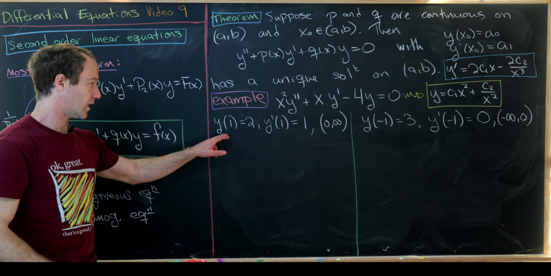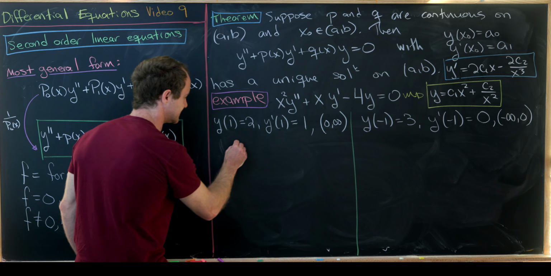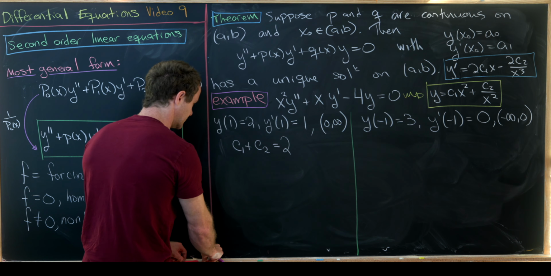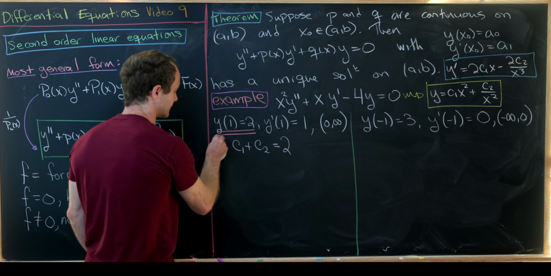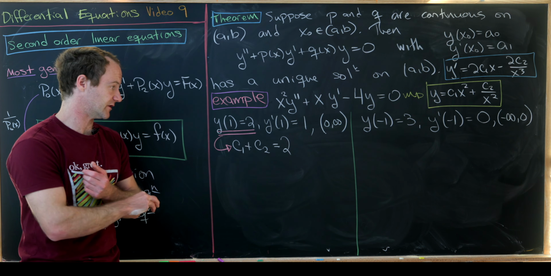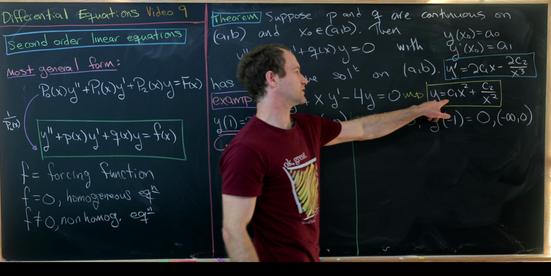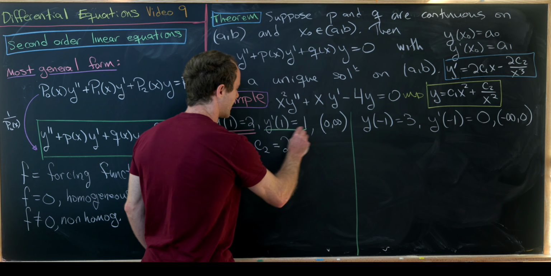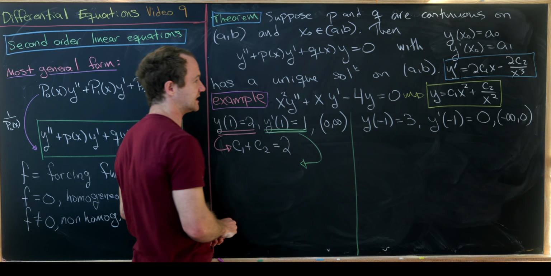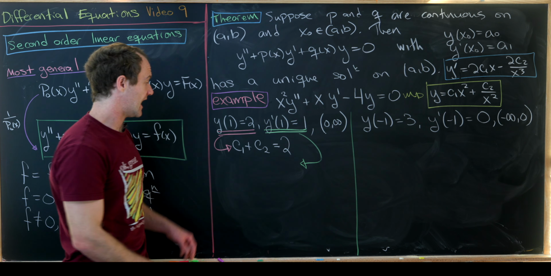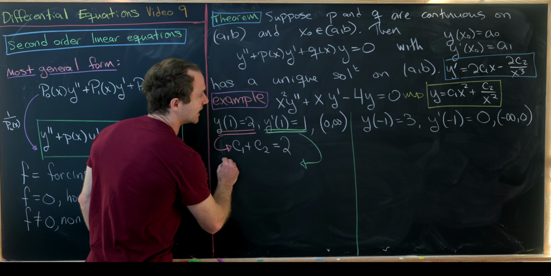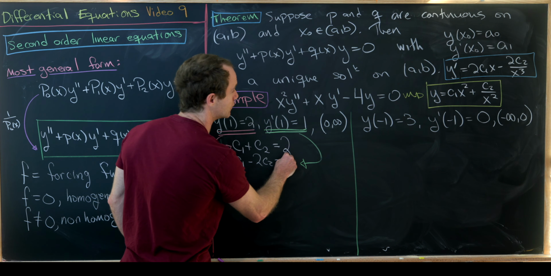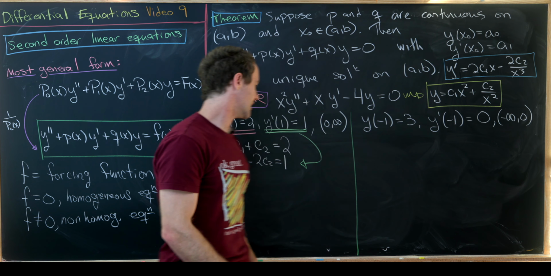So let's see. y evaluated at 1 equals 2 tells us that c1 plus c2 equals 2. Okay, so just to reiterate, this equation tells us an equation involving the coefficients. That's just from plugging x equals 1 into this yellow boxed equation. Furthermore, y prime evaluated at 1, giving us 1, gives us another equation. And that equation is something like this: 2c1 minus 2c2 equals 1. So that's from plugging in up here.